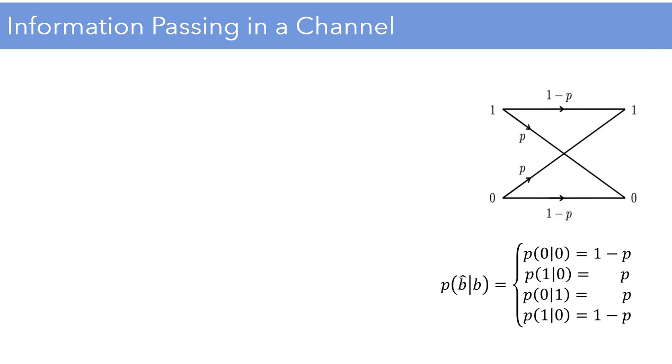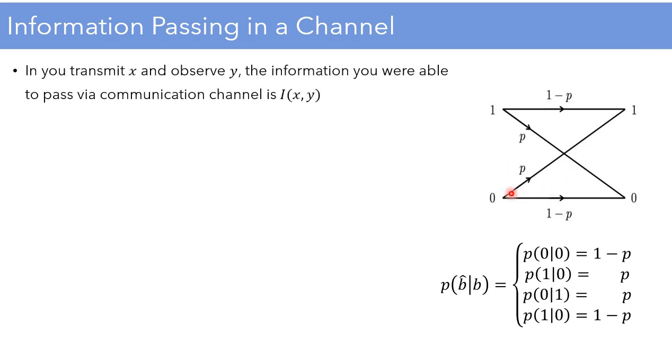So now the question is how much information you can pass via a channel. Let's talk about this particular case. So here you transmit X and you observe Y. The information you are able to pass via the communication channel should be I(X, Y). Because you are only observing Y, the information about X that you get is just the information that Y has about X, which is nothing but the mutual information of X, Y.